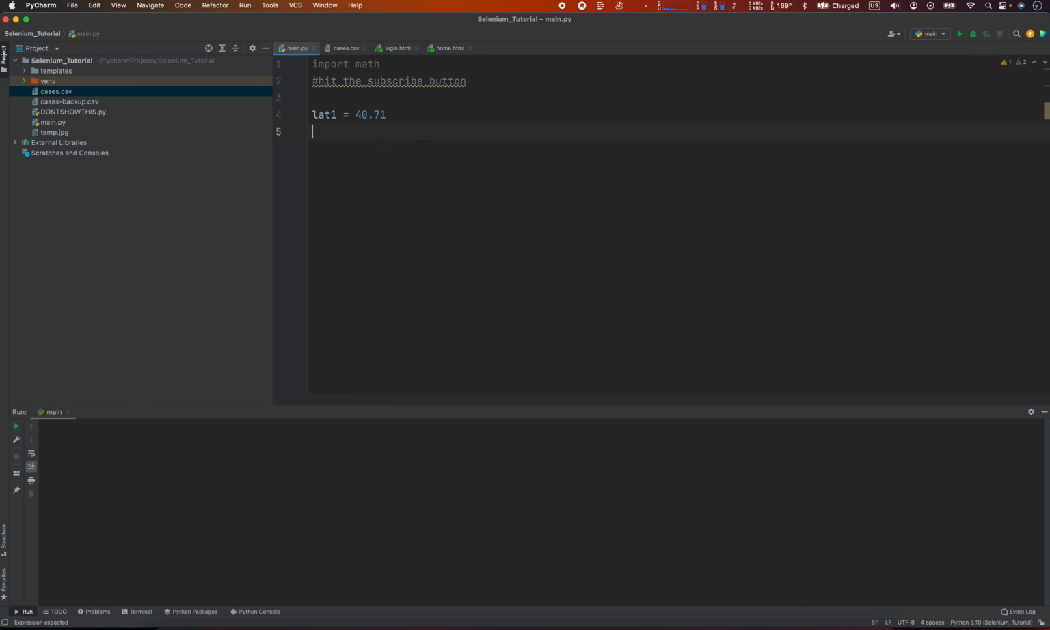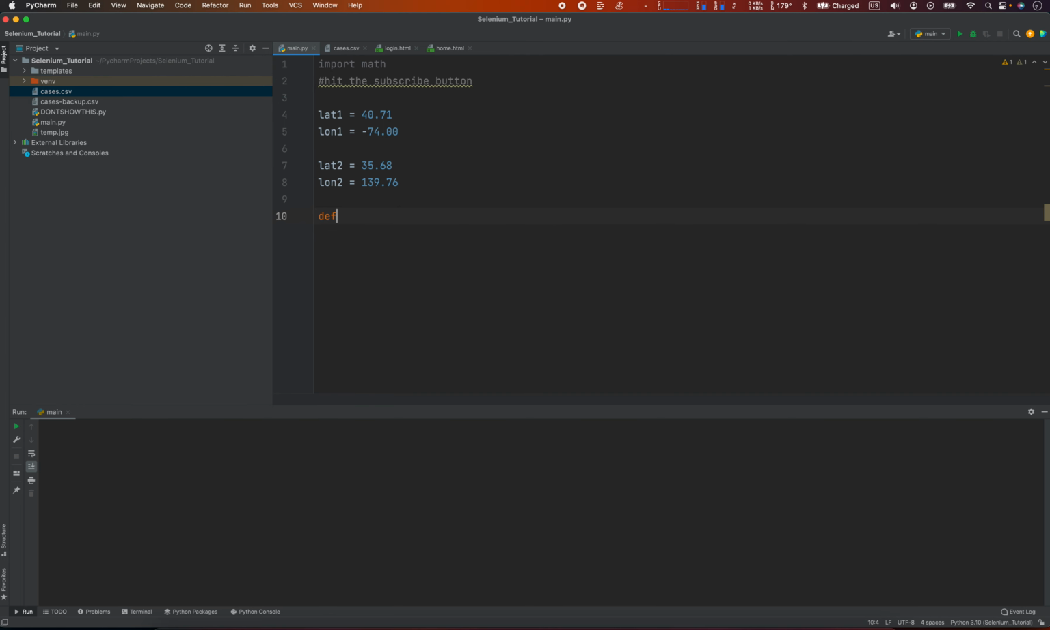We're going to put in a latitude. We're going to put in a longitude. We'll do lon1 just for number of character symmetry, and then lon1 is going to be -74. Lat2 is going to be 35.68, and lon2 equals 139.76. So these are our two coordinates that we're working with.